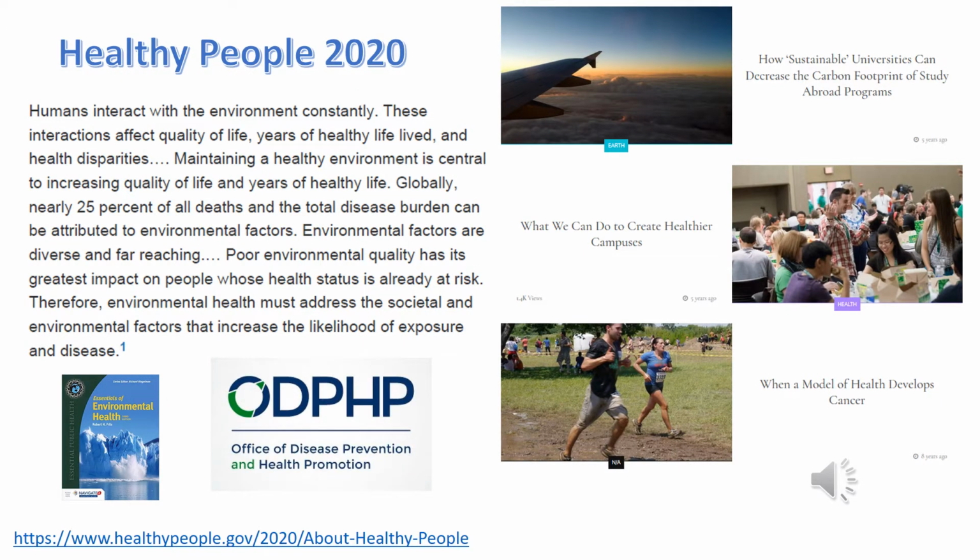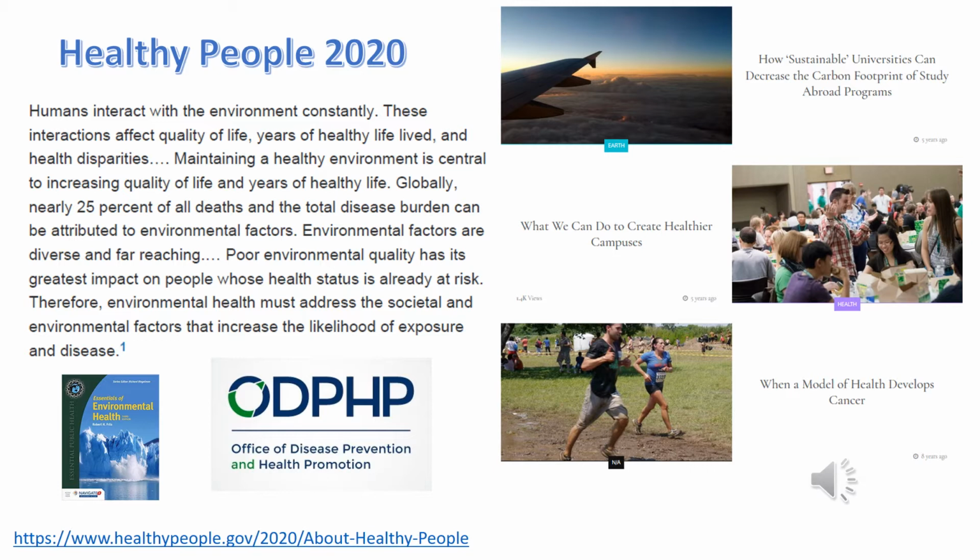Healthy People 2020 is an initiative of the Office of Disease Prevention and Health Promotion. In the text, they include an excerpt that indicates that the environment affects the quality of life, years of healthy life lived, and health disparities, and that globally nearly 25% of all deaths and total disease burden can be attributed to environmental factors. So it's not just things that are within our own individual control.